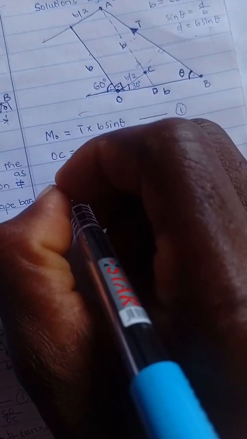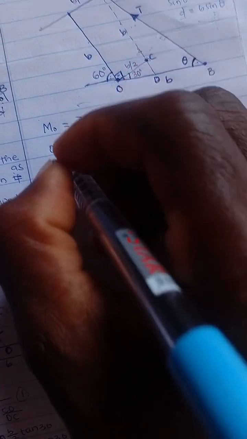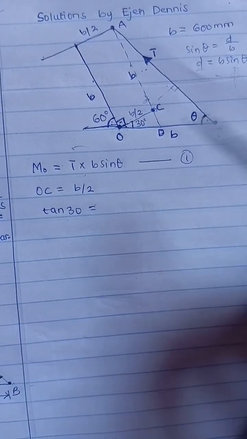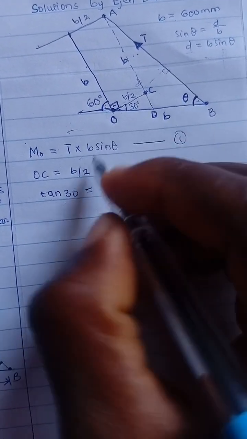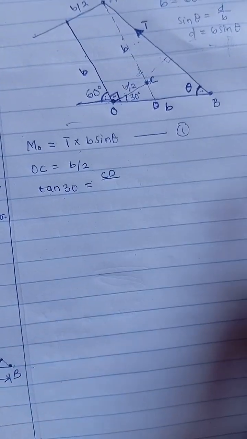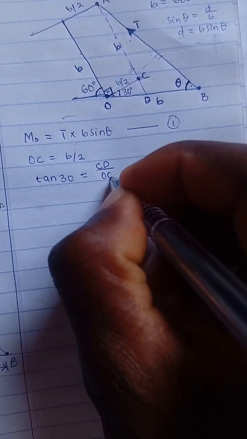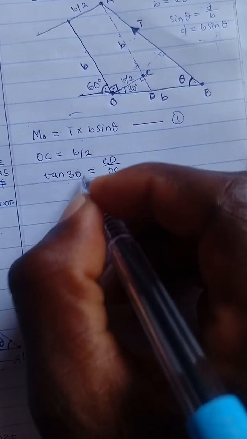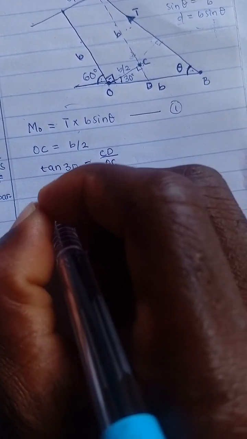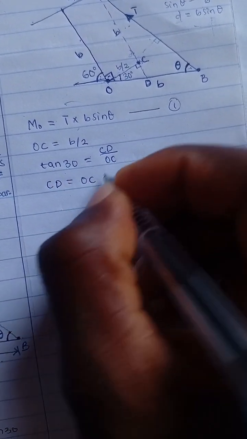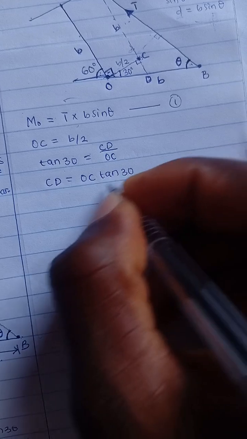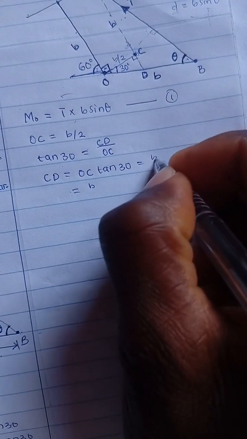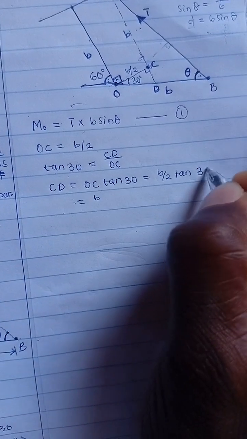If we know that, then we'll proceed. Take the tangent of this angle, 30 degrees. Tan 30 is opposite divided by adjacent. Opposite is CD, divided by the adjacent, which is OC. So remember, this is a right angle triangle with the hypotenuse, the opposite, and the adjacent. Then we are looking for CD. Like we said, CD becomes OC tan 30 degrees, and OC already is B over 2, so that's B over 2 tan 30 degrees.